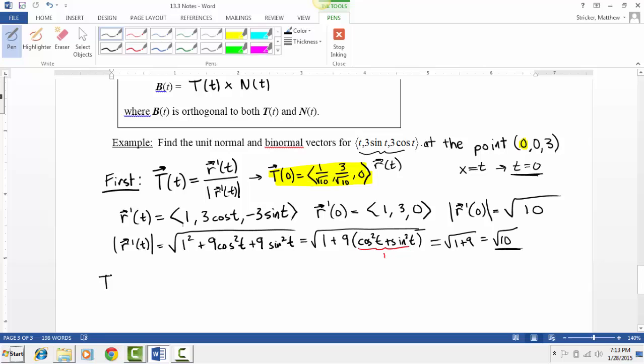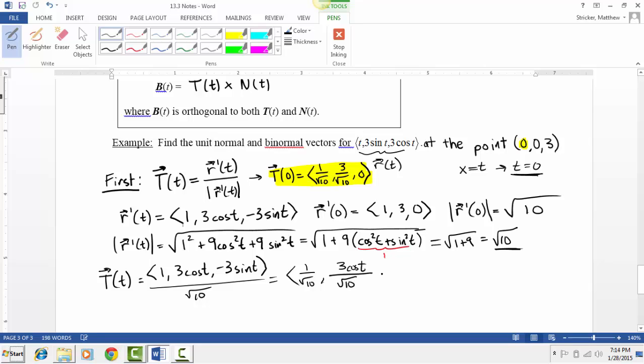So in general, T of t is going to be r prime over the magnitude of r prime. So it's 1, 3 cosine t, negative 3 sine t, divided by square root of 10, which, if we throw that magnitude into the vector, is 1 over root 10, 3 cosine t over root 10, and negative 3 sine t over root 10.